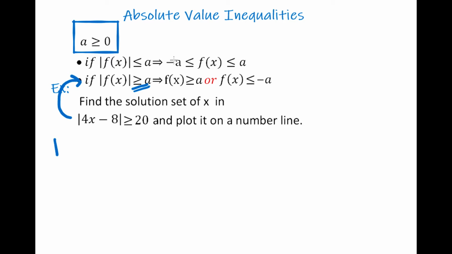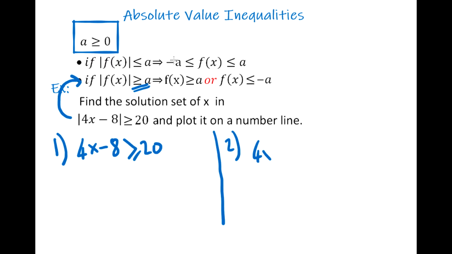So we have two situations in this case. In the first case, let me write the first case here. Either we have 4x minus 8 that is greater than or equal to 20, or in the second case we have 4x minus 8 that is less than or equal to negative 20. And let's take a look at the first case here. Just send this negative 8 to the right.